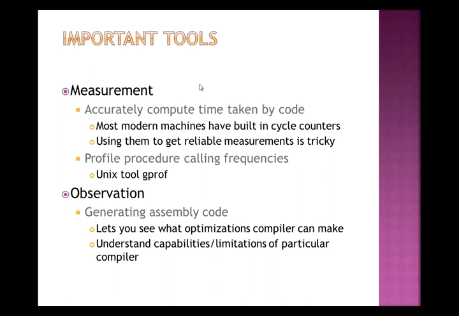How to compute the code timing accurately? Modern machines have built-in cycle counters. As I told you, there is a counter function, count equals 0, that counts every time we execute the code. So most modern computers have built-in cycle counters that will count at every iteration of the for loop. Using them to get reliable measurements is tricky.